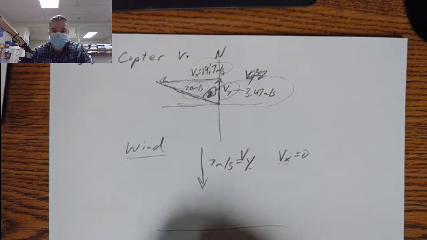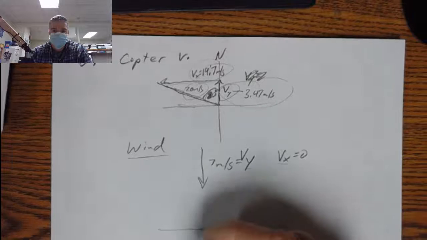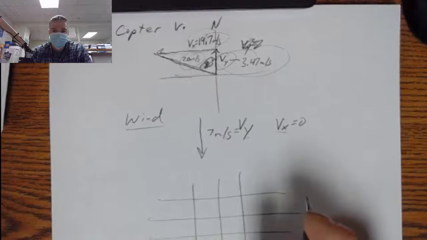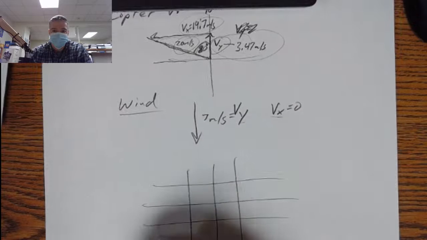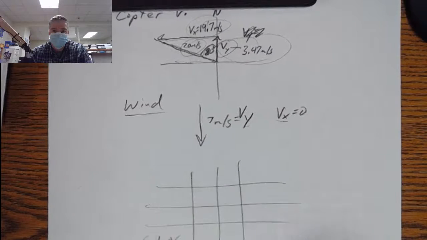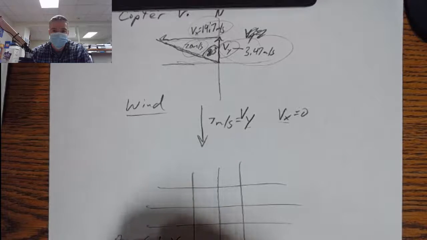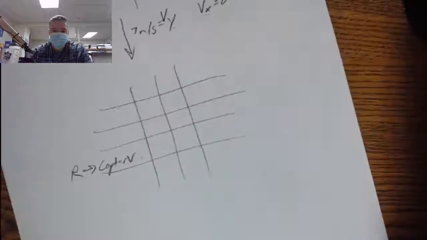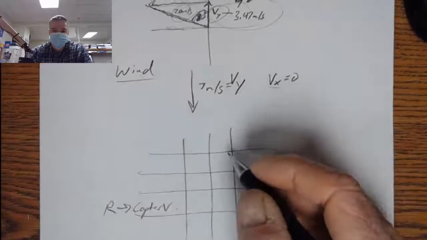So now I'll make my table where I add up my components and get the resultant. So the resultant is the copter velocity. That's the resultant. Got to move this laptop away a little bit. It's crowding me.